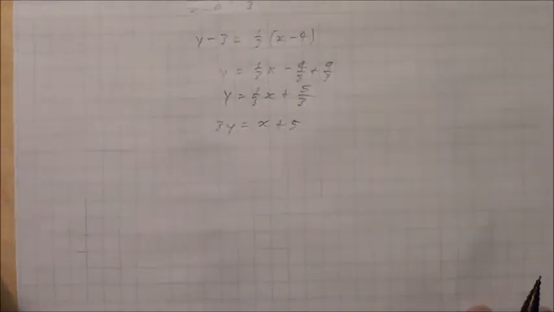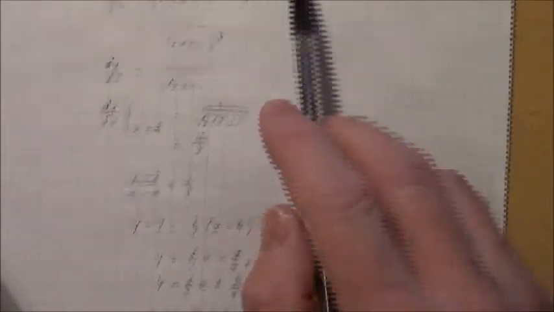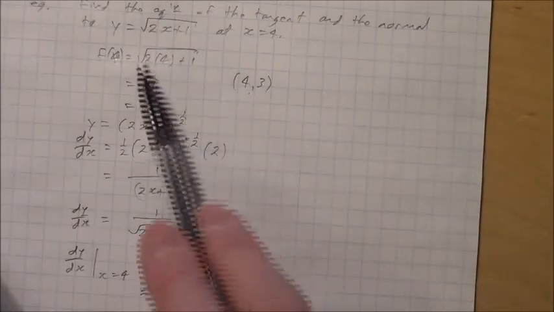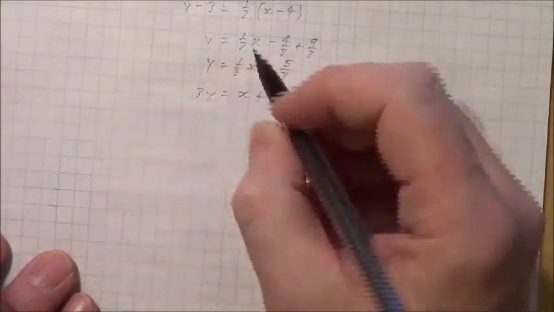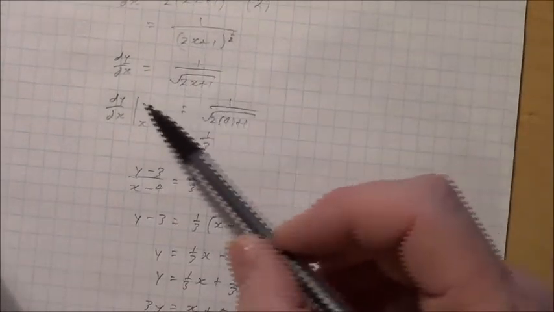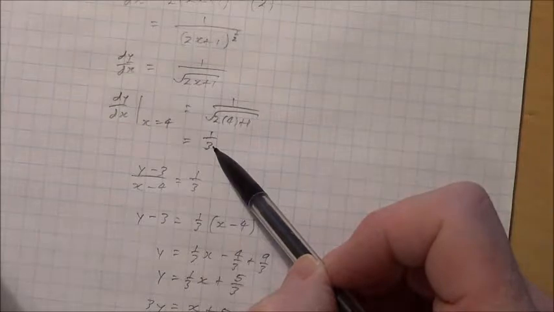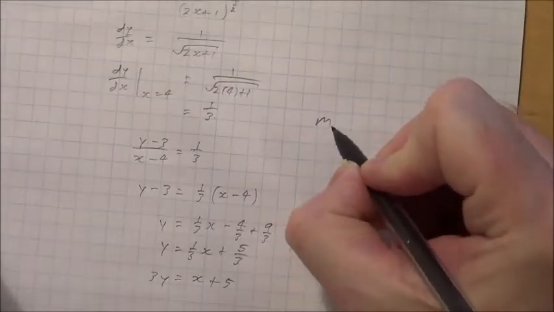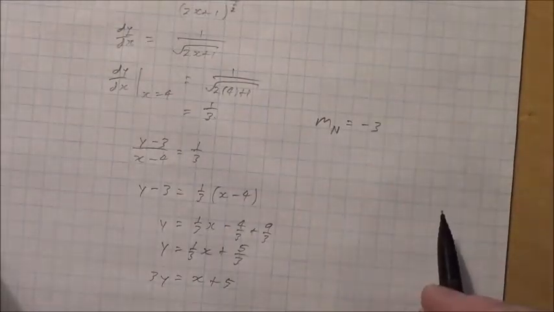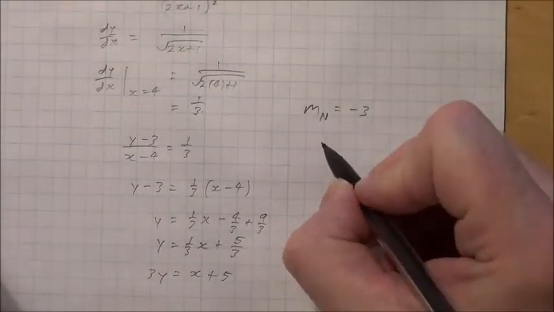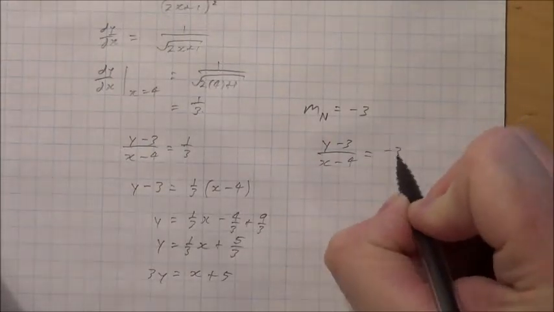And now to get the equation of the normal, well, the point of tangency is still the same. It's still 4, 3. Same function, same derivative. But now, since the gradient to the function at the point x equals 4 is 1/3, the normal is the negative reciprocal of that, so that gives you -3.